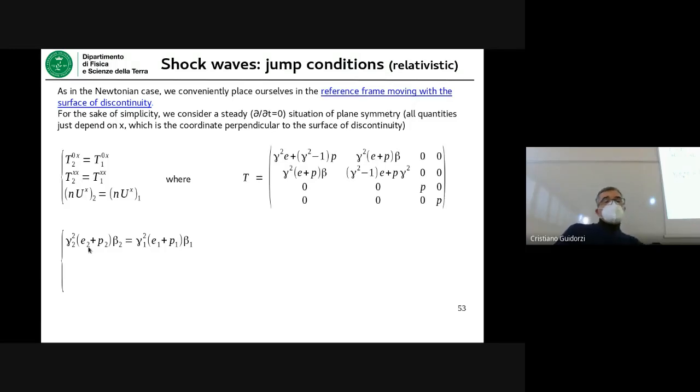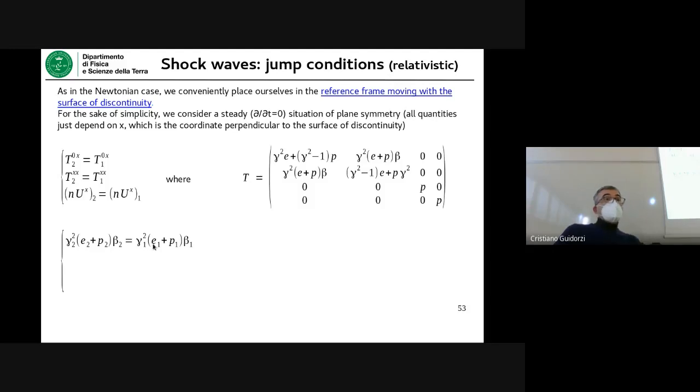Okay. Plus pressure 2, beta 2 is just the velocity of the fluid. Mind, the velocity of the fluid in the comoving frame of the shock. This is the reference frame in which we are applying this conservation law, in the very same way as we did for the non-relativistic shocks. And again, gamma 1 is the Lorentz factor of the upstream fluid as measured in the comoving frame of the shock.